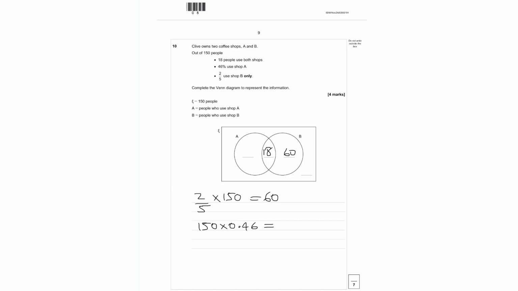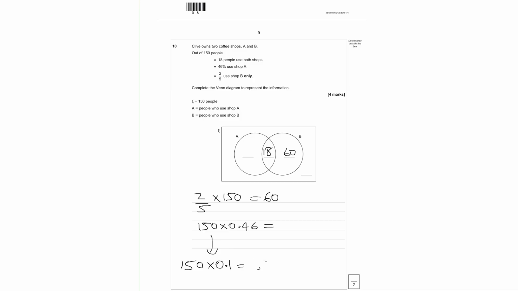Well, we can work out what 10% of 150 is, which is 150 times 0.1, and we know that is equal to 15. And then we can times that by 4.6. In fact, no, that's probably not the best way of doing it.